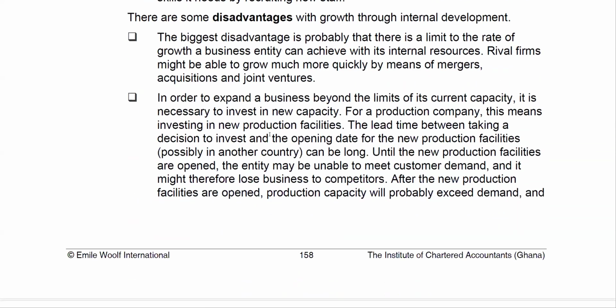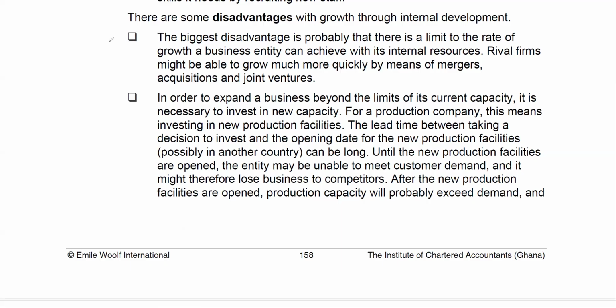So what are the disadvantages? For me, the first thing I will talk about for internal development is it's expensive, okay? It's expensive because for things like mergers and acquisition, you can decide to finance it by what? Share exchange. This one you cannot. You must have adequate cash to pursue an internal development strategy.